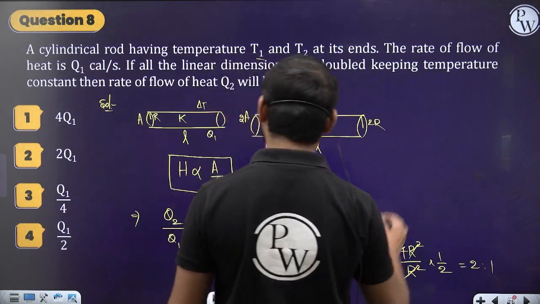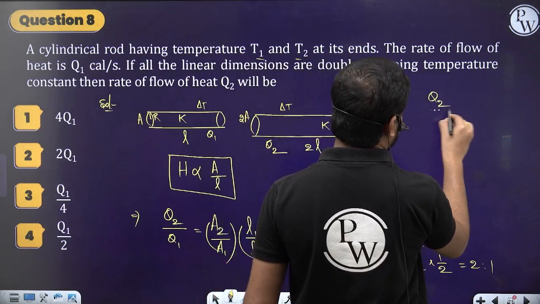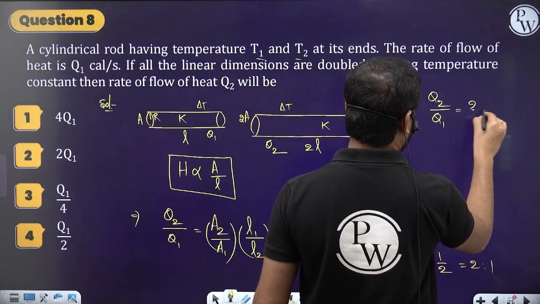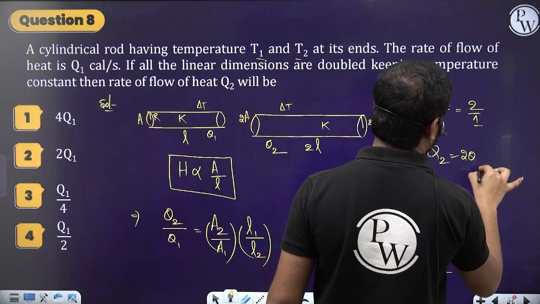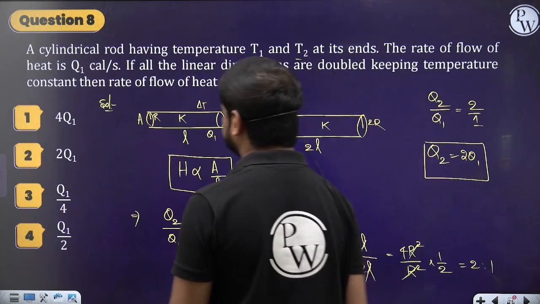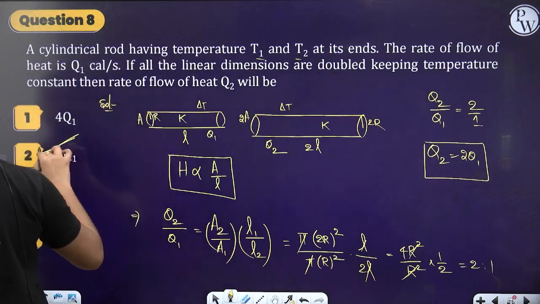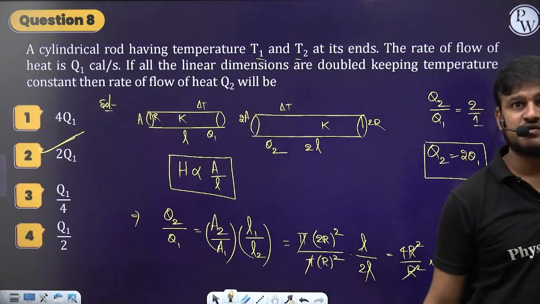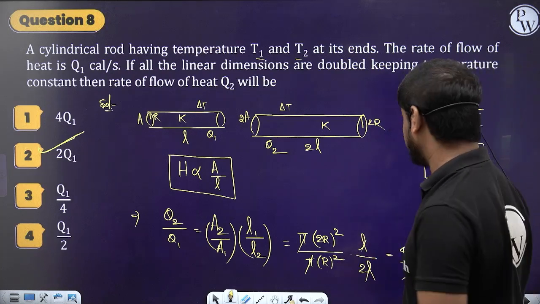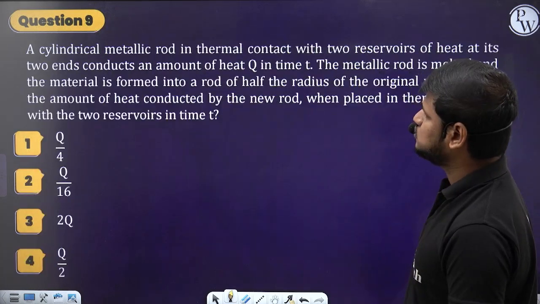That means Q2 by Q1 is equal to 2 by 1. From there Q2 is equal to 2 times Q1. Option 2 is the correct one. Understood everyone? Clear? Chalo, next.